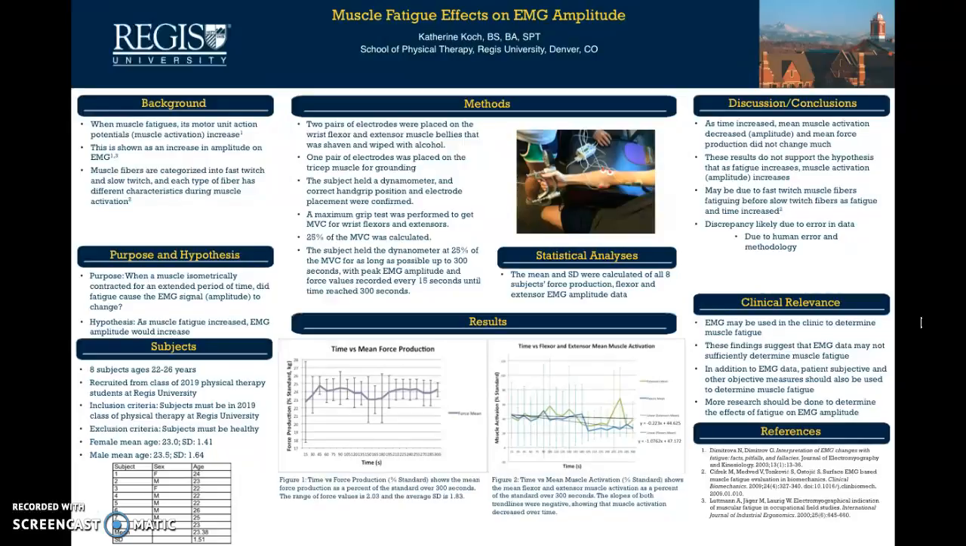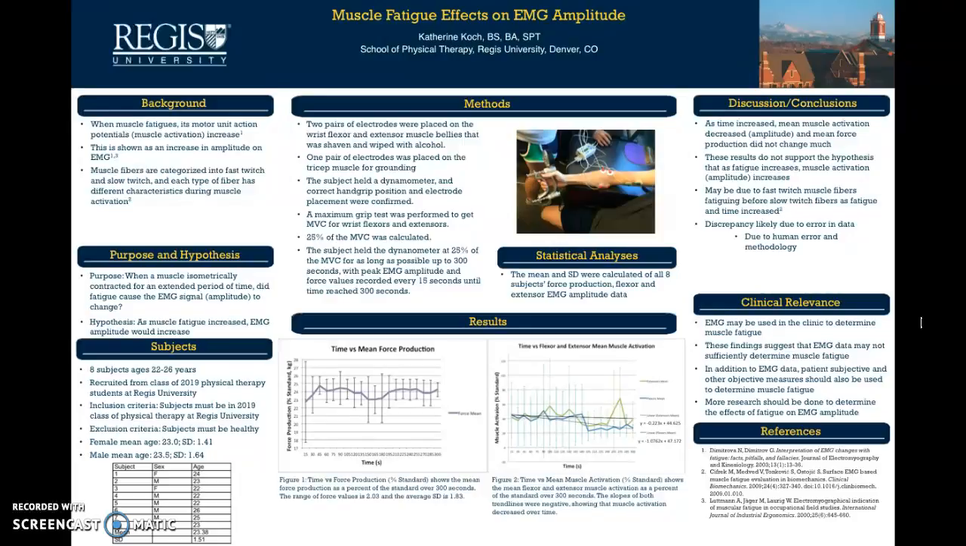The study was performed by placing 2 pairs of electrodes on the wrist flexor and extensor muscles on the subject's dominant arm while they had a dynamometer in their dominant hand. Another pair of electrodes was placed on the tricep muscle for grounding purposes. A grip test was performed to find the subject's maximal voluntary contraction force, and 25% of that value was calculated. The subject then held the dynamometer at this smaller force for as long as possible, up to 300 seconds, with peak EMG amplitude and force values recorded every 15 seconds.